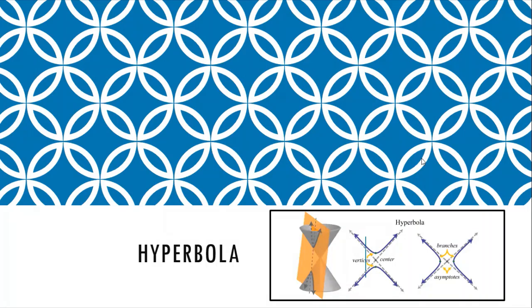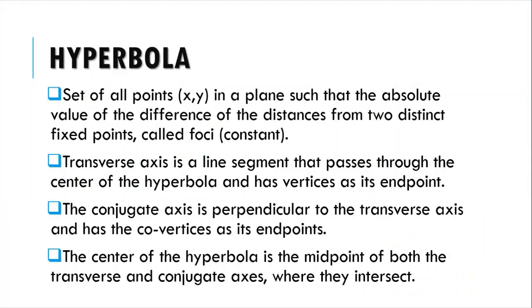One type of conic section is the hyperbola. A hyperbola is a set of all x and y in a plane such that the absolute value of the difference of the distances from two distinct fixed points, called foci, is constant. Okay po? So, hyperbola, difference of distances, opposite to the ellipse, kasi ellipse po is sum of the distances.